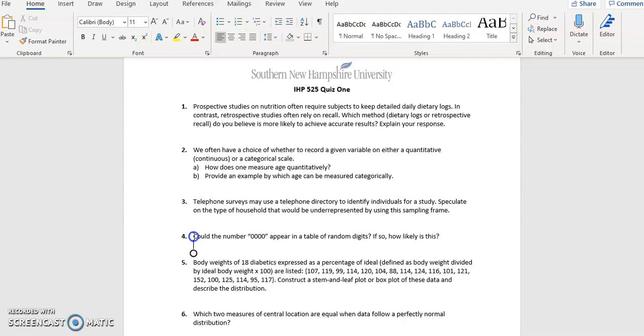Number 4 actually has two questions. Could the number 0000 appear in a table of random digits? So first answer that question, yes or no. And then if you answered no, the second part you can just write not applicable. But if yes, how likely is it, and find that probability.